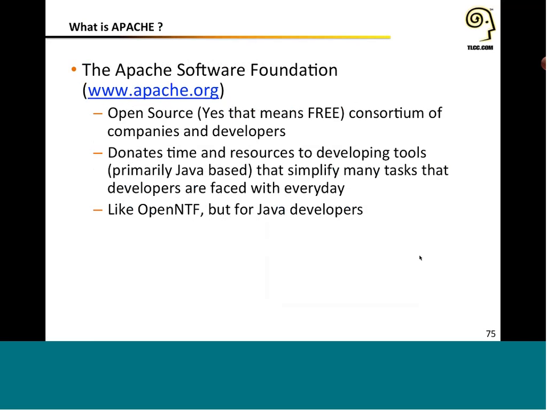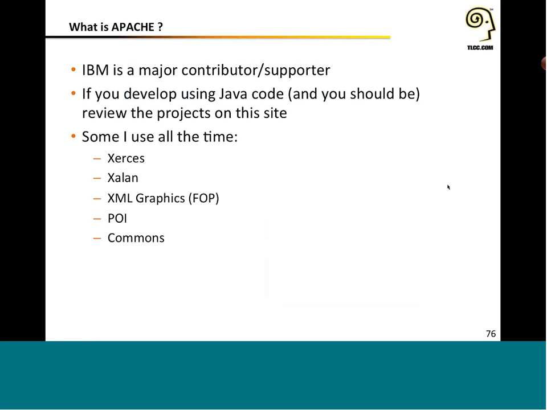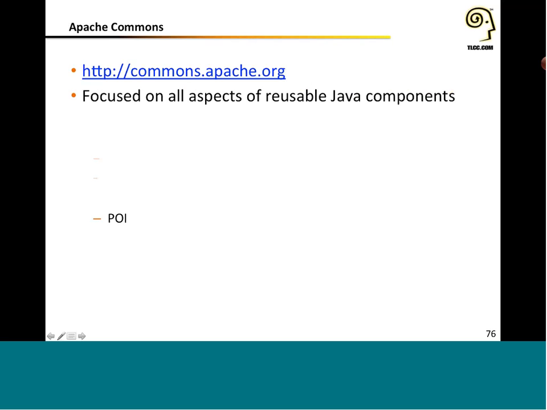This is a consortium of companies and developers, and it's very heavily supported by IBM. IBM actually has employees that are assigned to Apache; that's their job, to help develop, maintain, and distribute this open source software. Some of the things that I use all the time out there: Xerces, Xalan, the XML FOP for creating PDFs, Apache POI for creating Office objects, and then Commons. The last two there are the ones that we're going to look at.